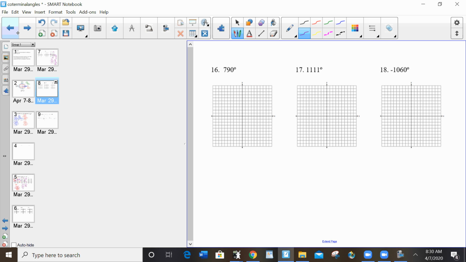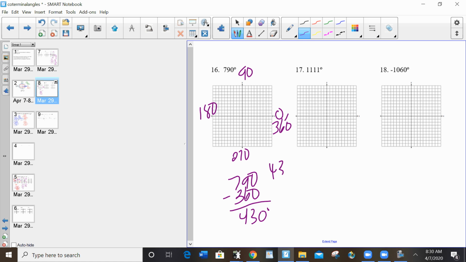790. Is 790 between 0 and 360? No. So I'm going to subtract 360 since it's too big. That gives me 430. Is that between 0 and 360? No. So from that, I'm going to subtract another 360. It's not that I'm always subtracting just one or just adding one 360. I'm going to keep on adding or subtracting 360 as many times as I need to until it's between 0 and 360. That gives me 70.